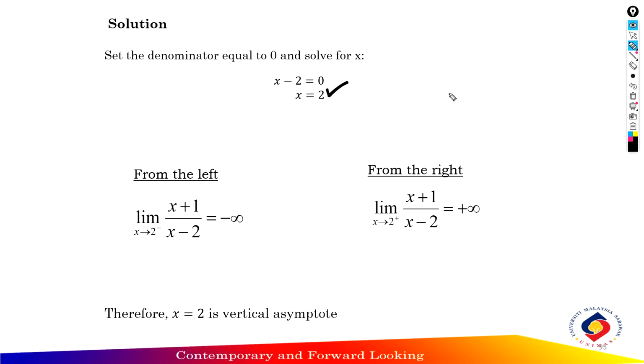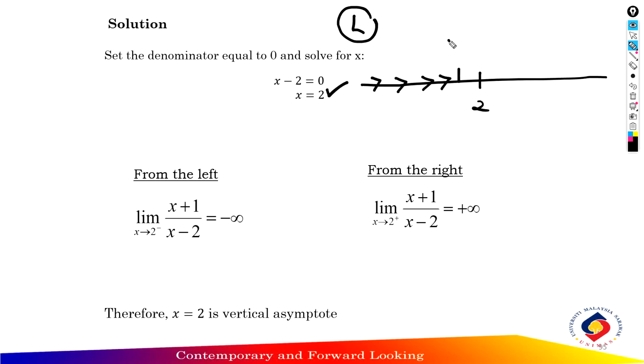So x here equals 2, and then find the infinite limit of the function from the left and from the right of f(x). First you draw the number line here. The value of x equals 2, and first find the infinite limit from the left of the function, so from negative infinity to x equals 2. The first value, the nearest value from the left, is 1.9.